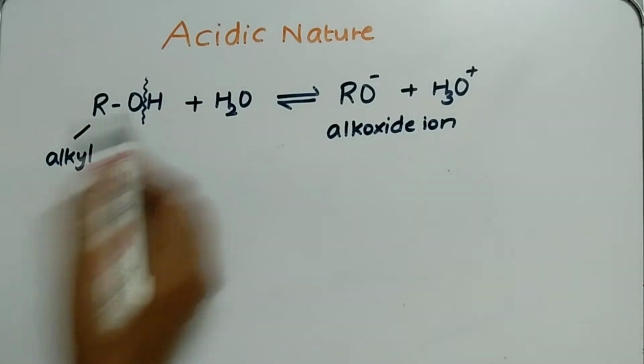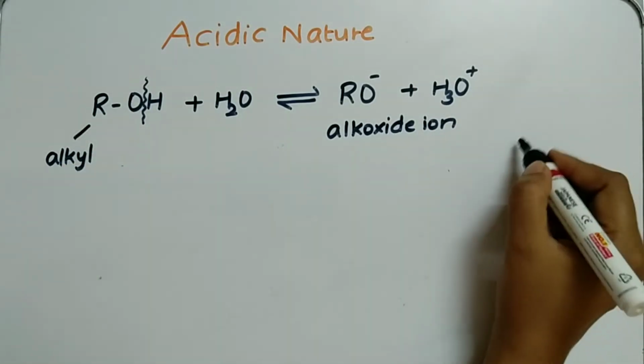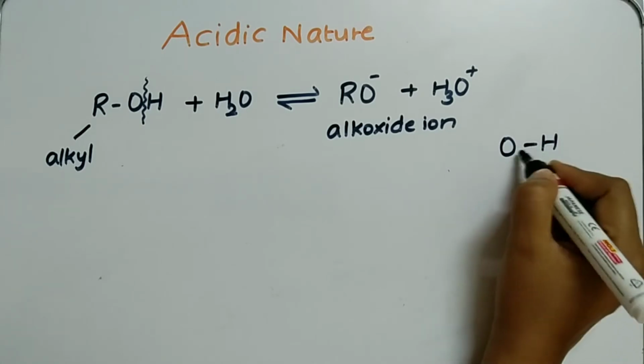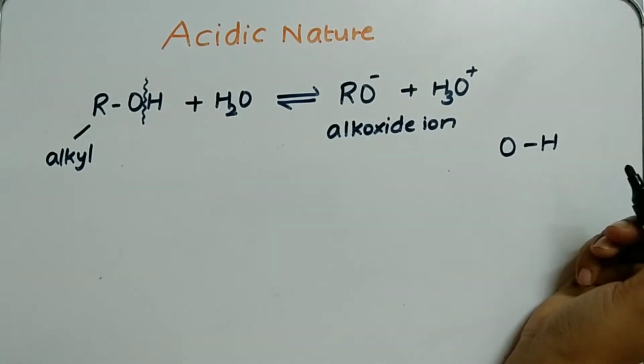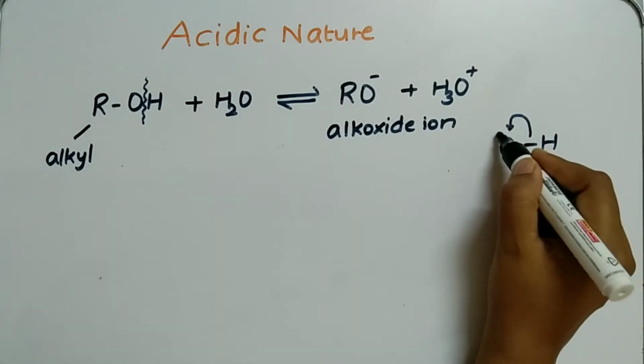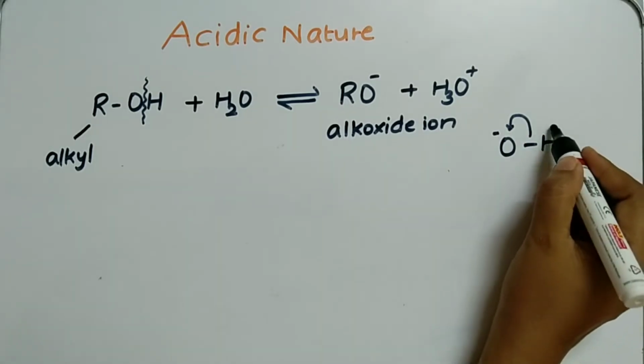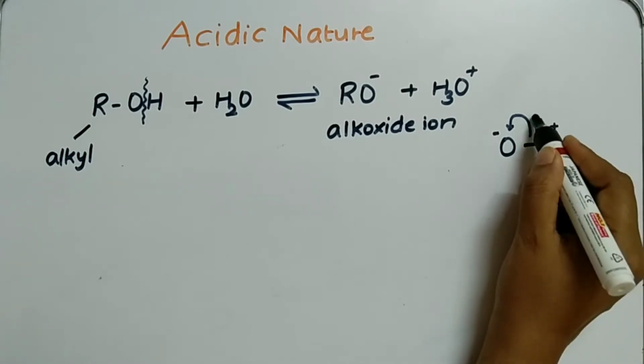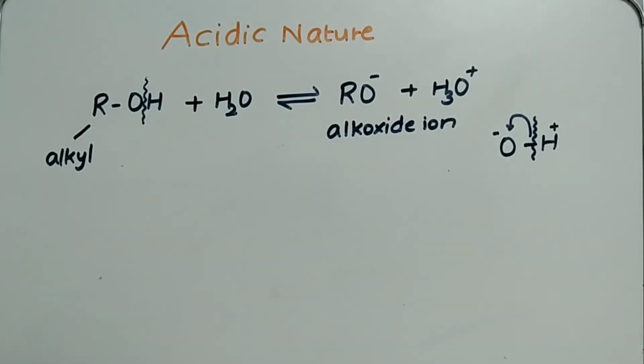Now what is the mechanism over here? How is this bond between O and H breaking? Oxygen is more electronegative than hydrogen, so it takes up the electron from this bond. So it gets a negative sign. Hydrogen gets a positive sign and this bond breaks.